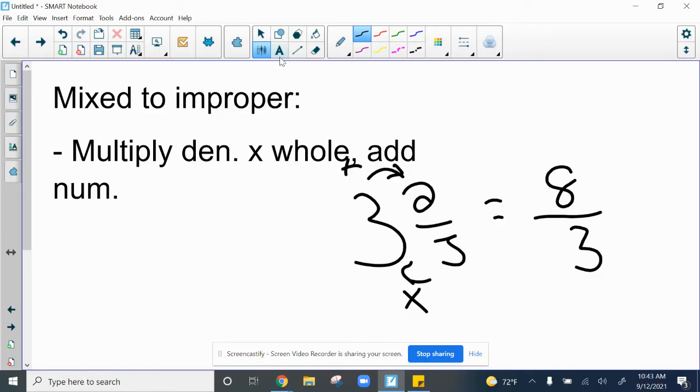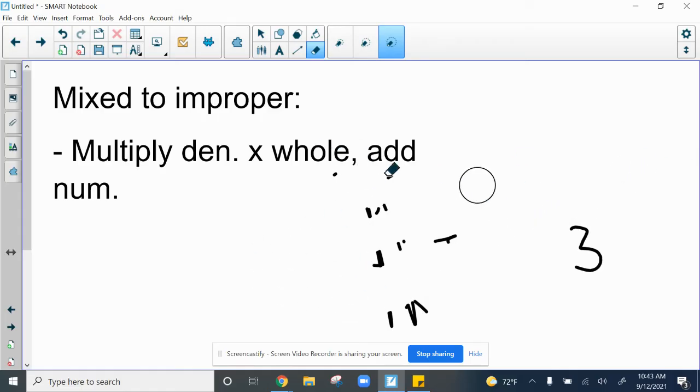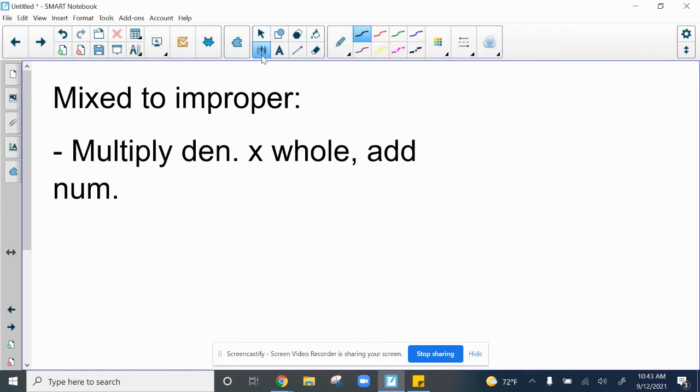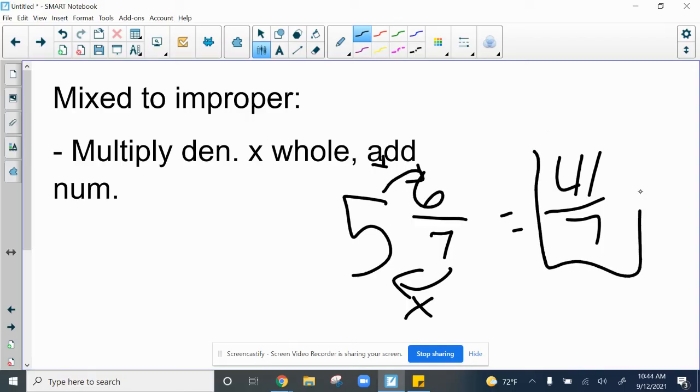All right, let's do another. Let's get rid of this one first. And let's do 5 6/7. 7 times 5 is 35 plus 6 would be 41, and then my denominator is 7. So 5 and 6/7 would be 41/7. And those do not have any common factors, so it would just be 41/7.